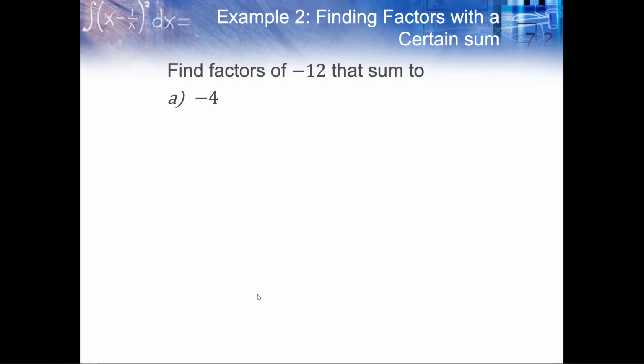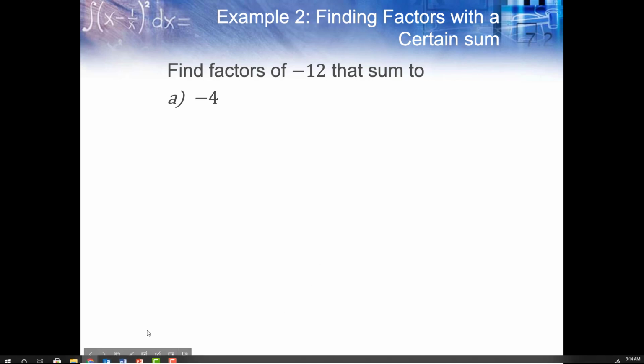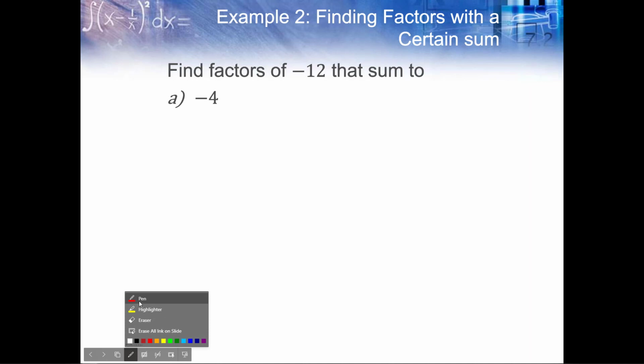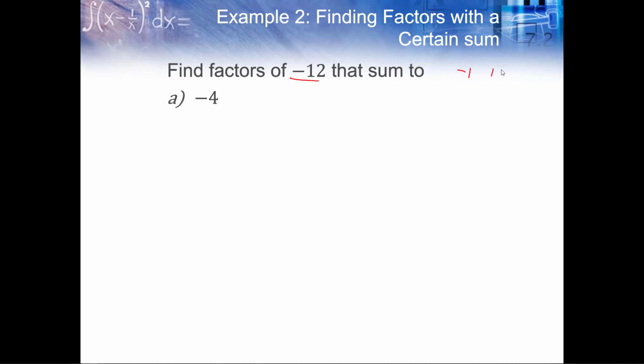Now, the best thing to do before we do that is perhaps to list all the factors of 12. So let's go ahead and do that. So the factors of negative 12, correction, that was negative 12, not positive 12, are negative 1 and 12, negative 2 and 6, negative 3 and 4. Well, that's as high as we need to go. So then we're going to have 3 and negative 4, 2 and negative 6, and then 1 and negative 12.